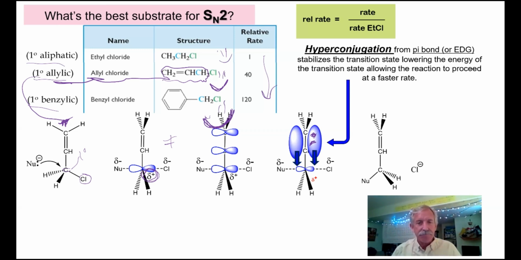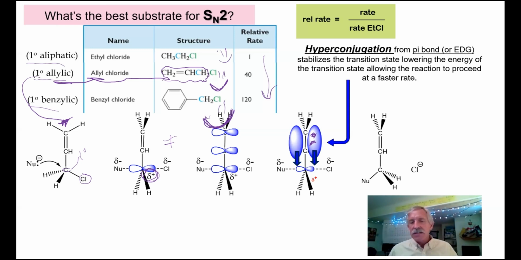Big fancy name. So it's like an electron donating group because I can't do resonance with it, but you put these pi bonds near electrophilic carbons that are partially positive, and you make their partial positive smaller in the transition state, and that reaction will happen much faster.